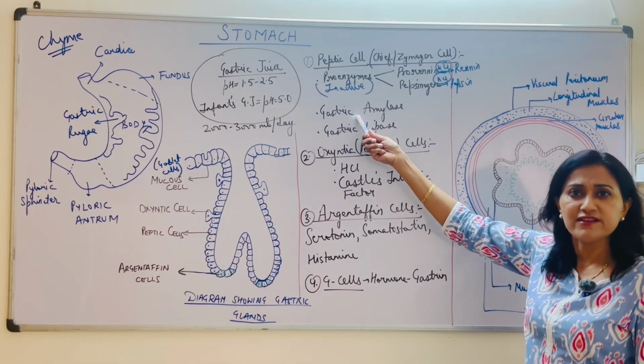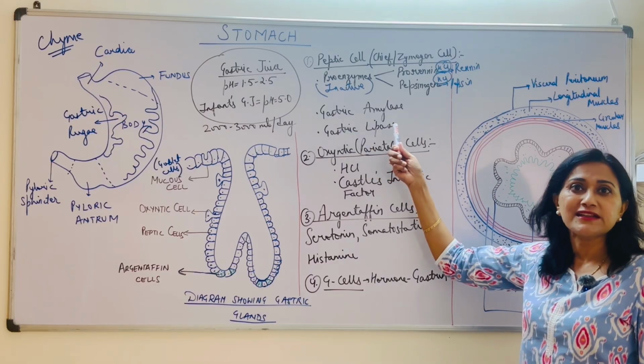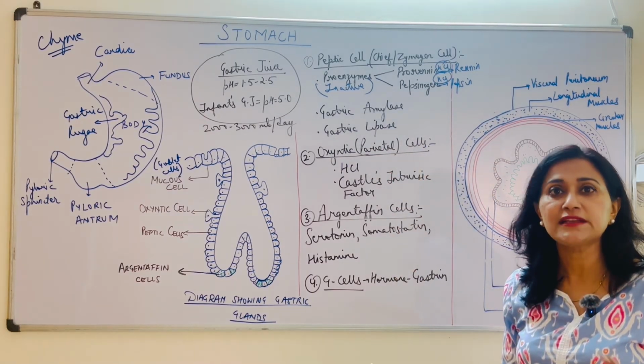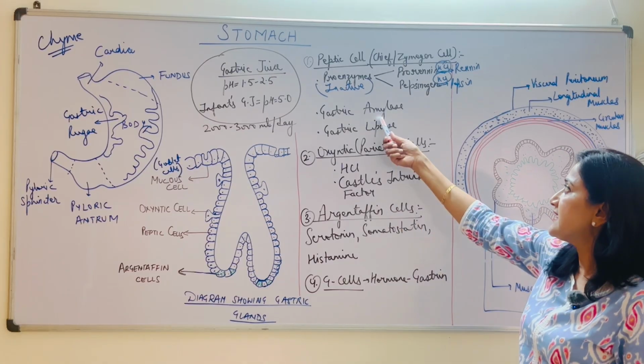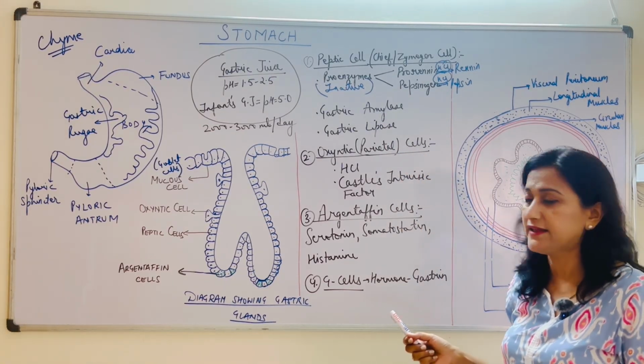Then another set of very small amount of enzymes are gastric amylase and gastric lipase. Though their role in the carbohydrate and lipid digestion in the stomach is very less, still trace amounts of it have been found to be present here.